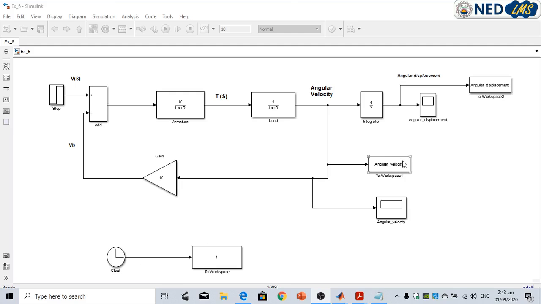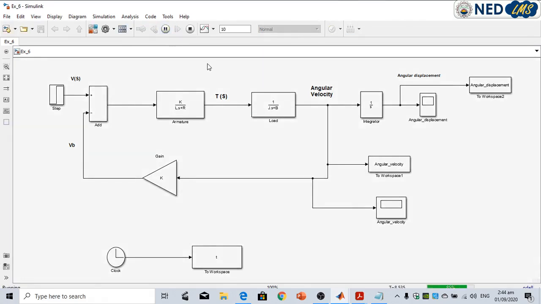The same is the case here. This block is used to save the angular velocity with respect to time, and this scope is used to plot the angular velocity. Okay, now we go to run this simulation.